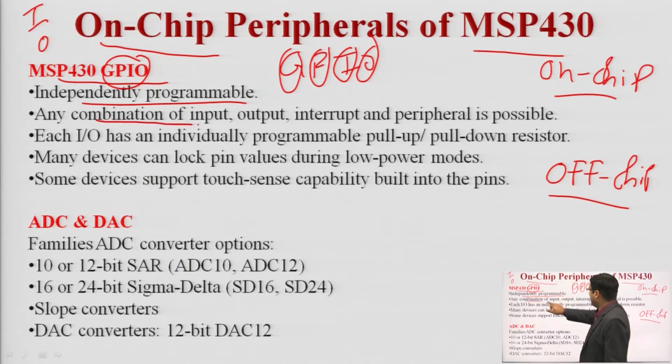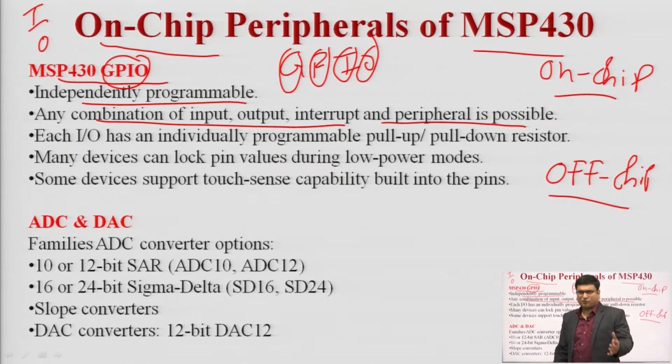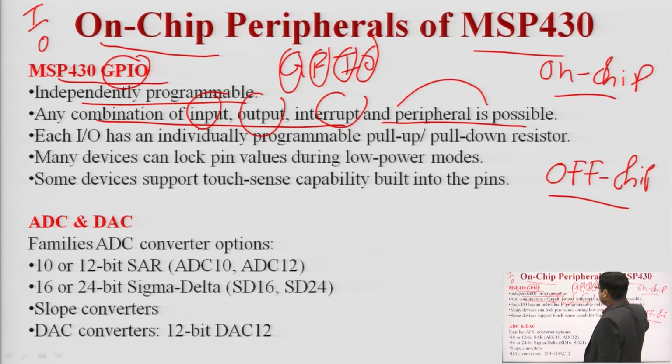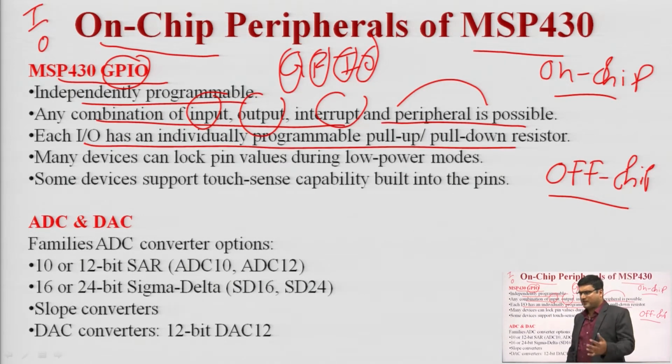After that, any combination of input, output, interrupt or peripheral is possible. In the MSP 430 microcontroller, any combination is available, whether it is input, output, interrupt or peripheral. Each input output has an individually programmable pull up down register. In our last slides we will see the concept of pull up down registers. So, there is a feature of pull up down registers available on the input output pins.